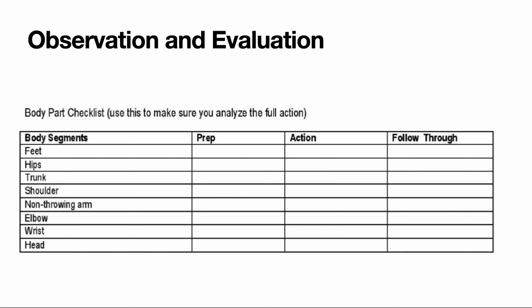And then after the preparation phase, you can observe your client and evaluate them, right? And this body part checklist is in your manual. It helps you to make sure you've looked at all the essential body parts during observation. For example, for body segments, you've looked from feet to hip to trunk and to your wrist and head. And also, you need to look at the preparation phase, action phase, and follow through. So this checklist will help you to make sure you look at all the essential components of the movement.